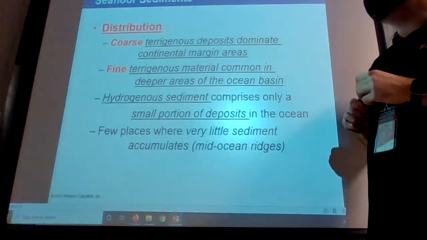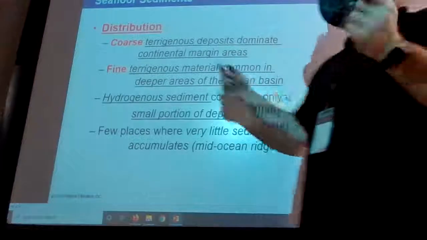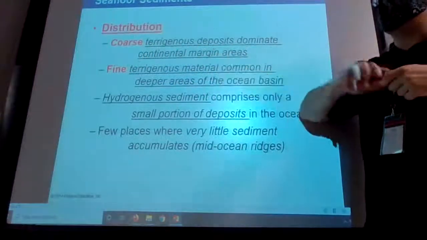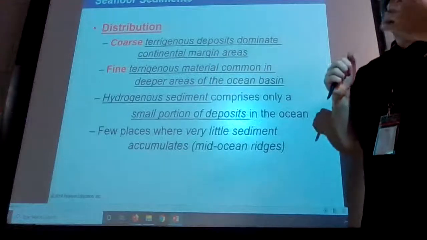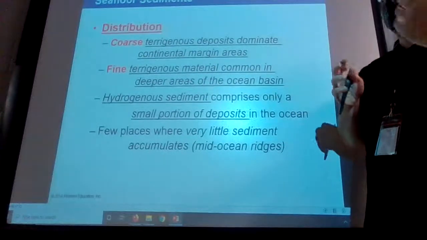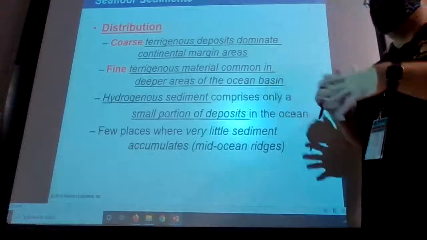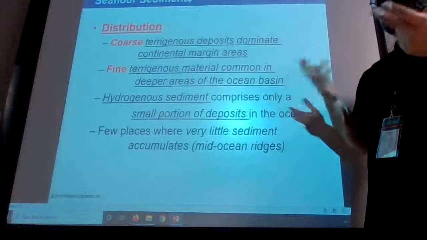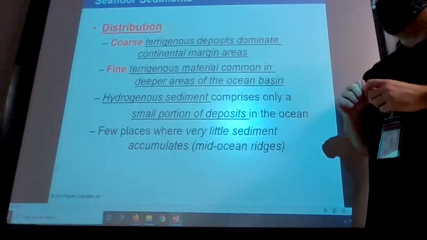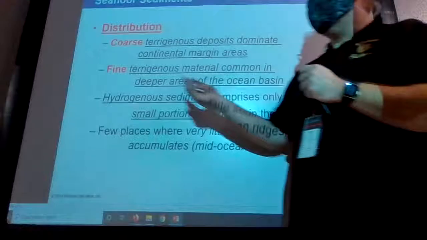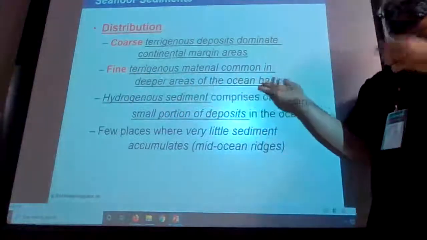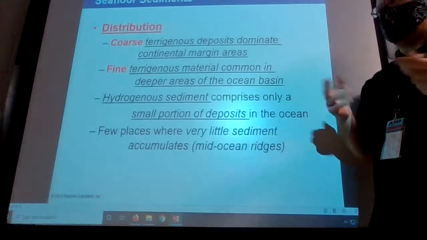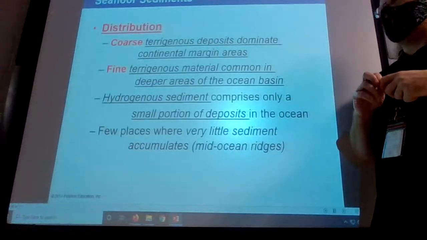And then distribution of your seafloor sediments. Your coarse sediments are going to be terrigenous deposits that dominate the continental margins, just simply because the bigger your pieces are, the harder it's going to be for them to travel far out into the ocean basin. You'd need a strong current to take them there, and usually that dies off pretty close to the continental margin. Your fine stuff is going to be pretty much everywhere. It can go all the way out into the deeper ocean basins. It can also fall out right by the continent. It's going to be much more widespread.